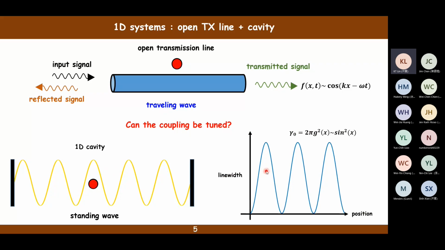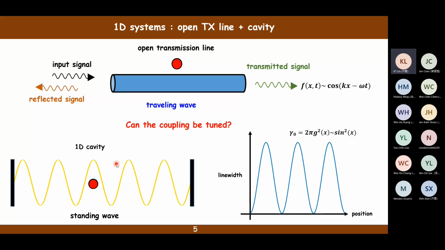This means that if we compute the natural line width of this atom as a function of the position, as you can see, it's truly a periodic function. It's proportional to the sine square function here. So you can use this kind of concept to change or adjust the coupling strengths.